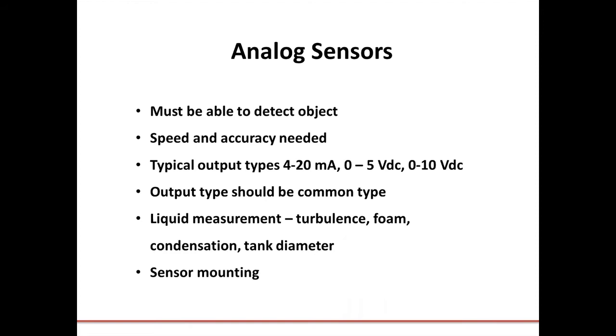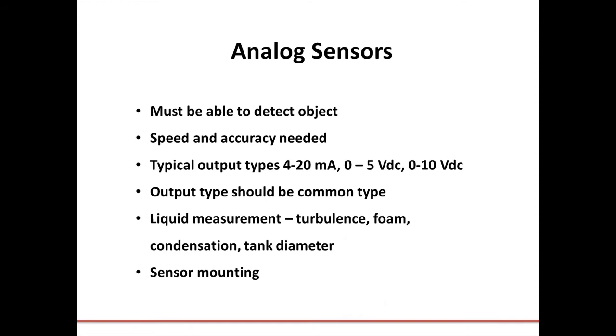Liquid measurement. When measuring liquids, you must be aware of turbulence and foam, condensation, and tank diameter for some sensors. Sensor mounting is very important. One thing about sensors for liquid measurement, you need to be aware of the stickiness of the liquid as well. Oftentimes, if a liquid is, say, powdery, it may stick to the surface of the sensor, so it will still block the sensor and could trigger a false output. So please be aware of those as well.